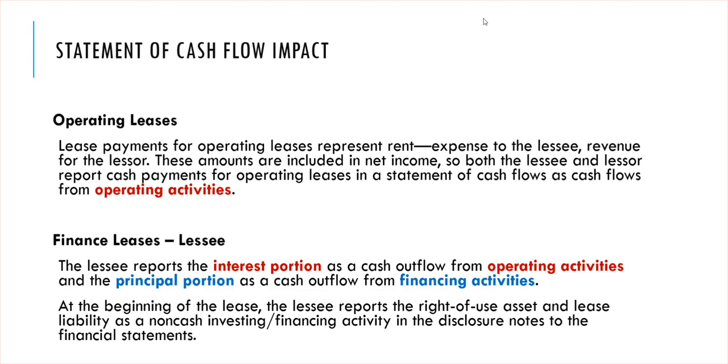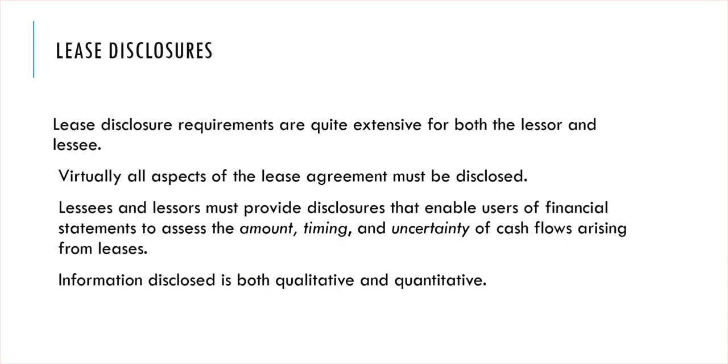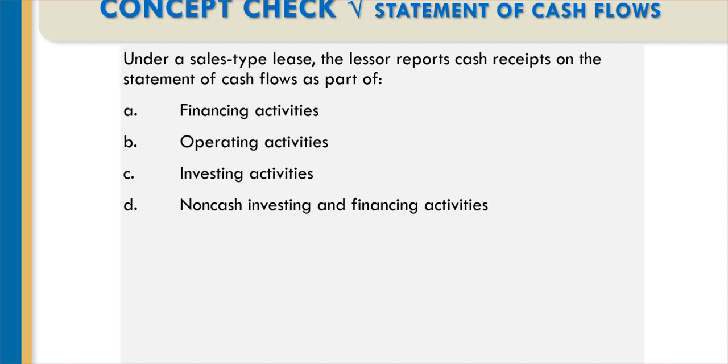On the statement of cash flows, generally where you see these things under operating, if it's an operating lease, it shows up under operating activities. If it's a finance lease, you need to look at it and figure out where it goes. These are just little tidbits of information here. Disclosures are extensive with leases. That's what I'll just say.